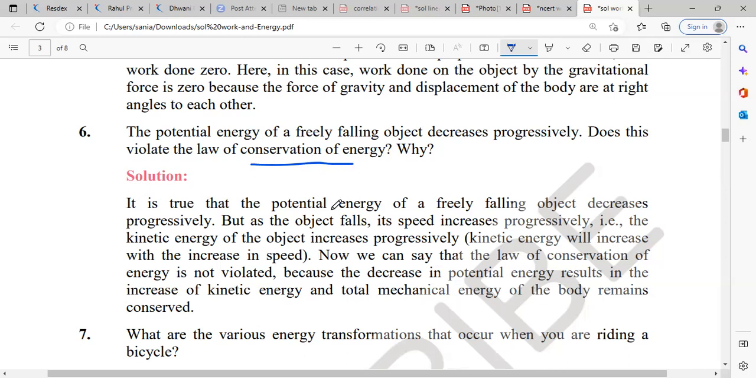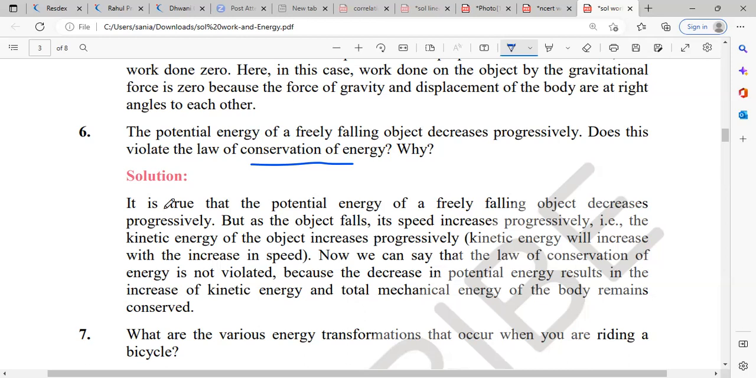See, it is true that the potential energy of a free falling object decreases progressively, but as the object falls, its speed increases progressively, right? That is, the kinetic energy of the object increases progressively. Kinetic energy increases with increase in the speed. Now we can see that the law of conservation of energy is not violated, because the decrease in potential energy results in an increase of kinetic energy and the total mechanical energy of the body remains conserved.